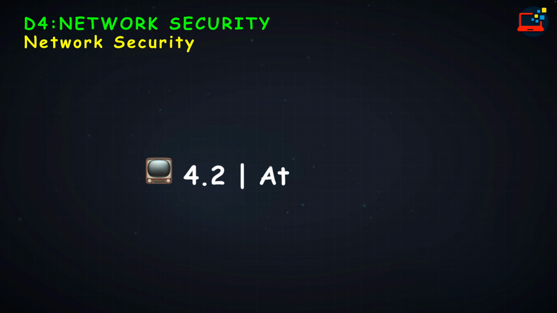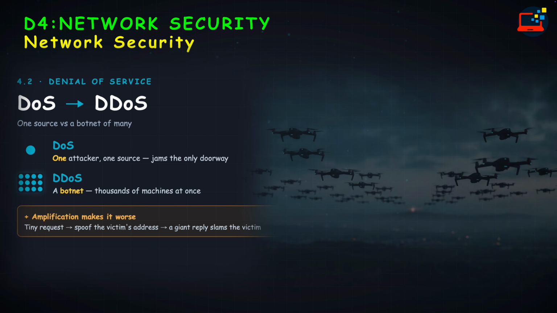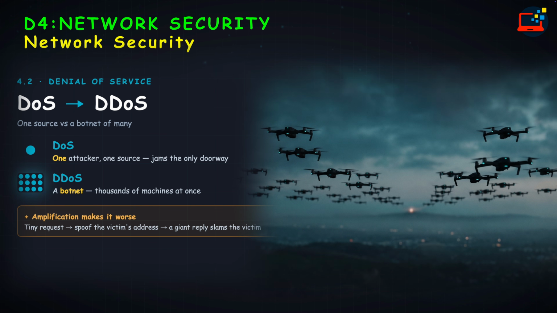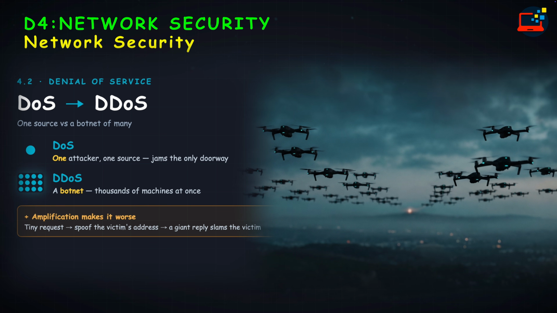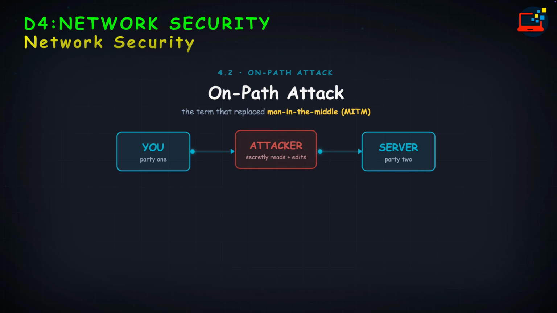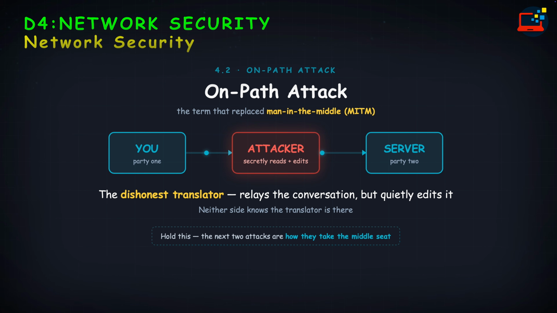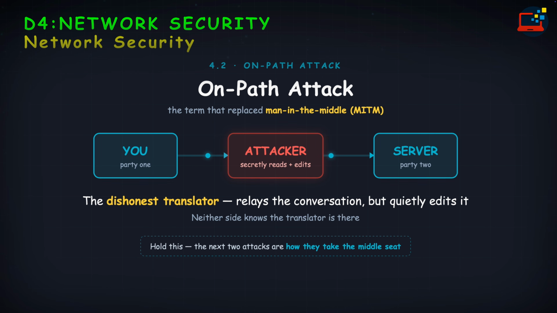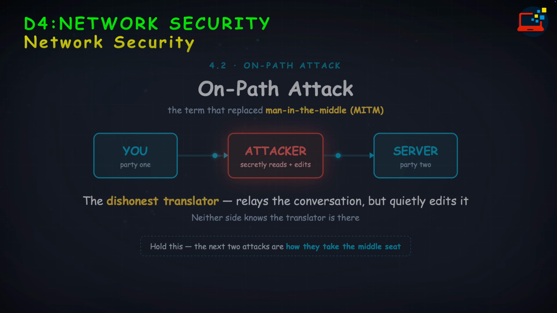That wraps 4.2. The highest value distinction here is the simplest one. A denial of service comes from one source. A distributed denial of service comes from a botnet of many. And ARP poisoning and DNS poisoning are just 2 roads to the same on-path seat in the middle of your traffic.